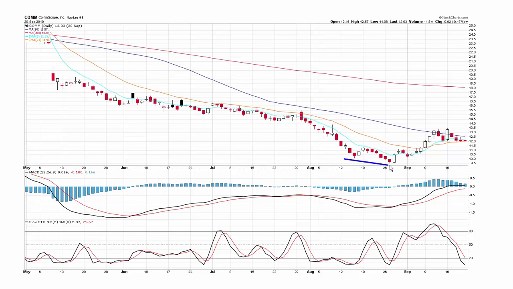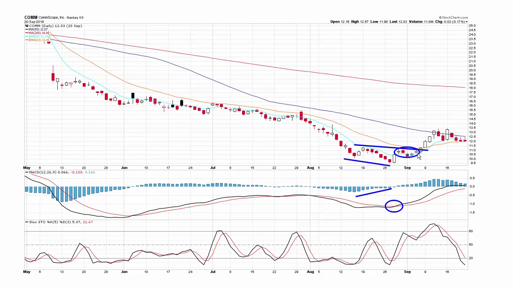COMM, positive divergence, cross at a low level, or relatively low level. Okay, you got a pause here for a few days. You also have a resistance line that could be drawn here. So a lot of great things happen here. Weak stock falls, you get a positive divergence. Stock pops up, big day here. You get a cross on the MACD.